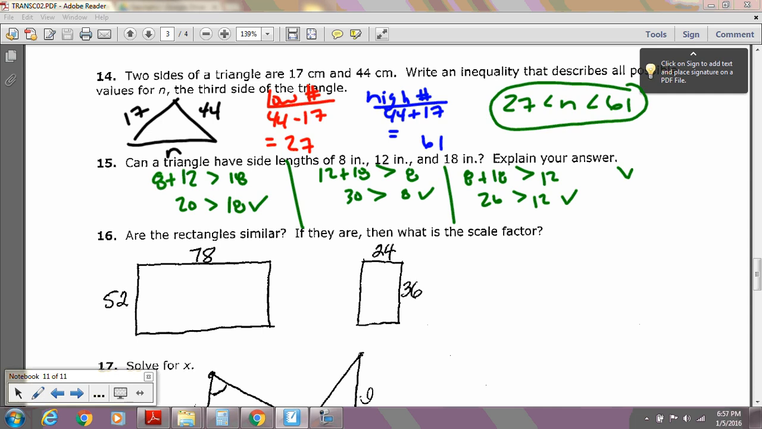So then, yes, the triangle could have those measures because the sum of two sides will always be greater than the third. That is your reason. The sum of two sides will always be greater than the third.